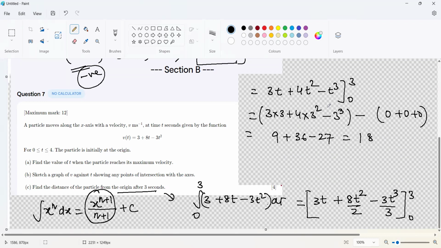So it comes out 18 meters. The distance traveled by the particle would be 18 meters. Did you get that? Yeah.